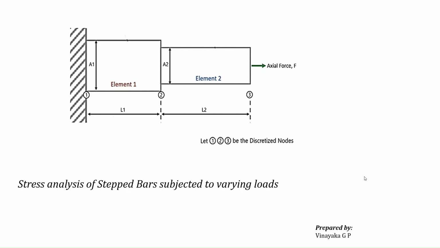In order to convert this physical continuum into an FEA model, we can model it using three nodes, that is node 1, node 2 and node 3. As you can see here, node 1 is constrained, node 2 represents the change of geometry from element 1 to element 2, and node 3 is placed at the end of element 2, and the force of magnitude F is acting over node 3. So this is the FEA model of the stepped bar. Now let us move on to the problem statement.